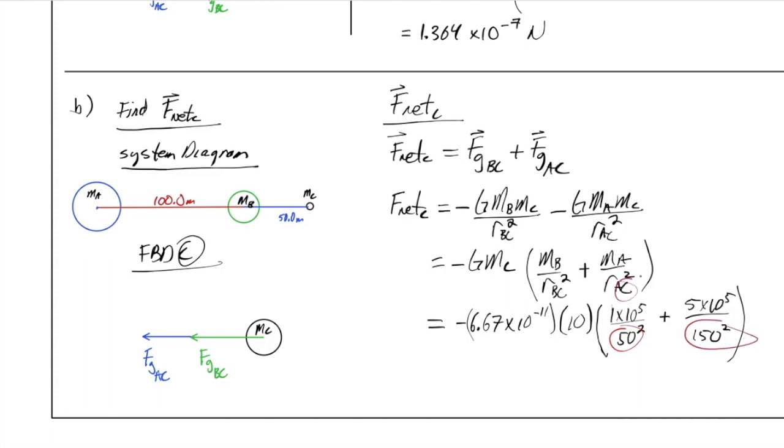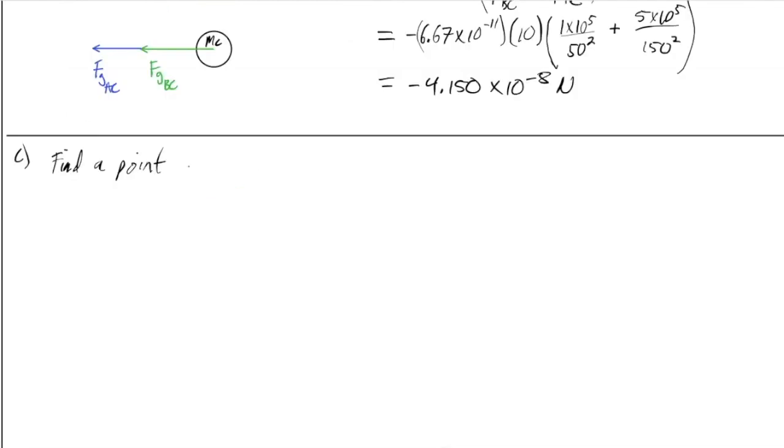Also, be careful of this notation down here, which gives us negative 4.150 times 10 to the negative 8 newtons. Part C, find a point between A and B where F net is equal to 0.